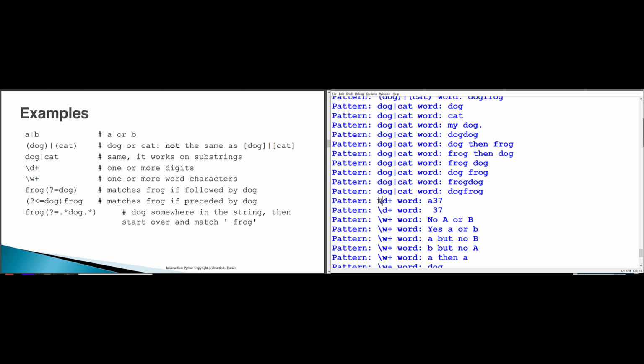Backslash D plus means to match one or more digits. Okay, the backslash D means to look for a digit, and the plus means to look for one or more digits. And so A37, 37, those are the only strings that we have that contain a digit.